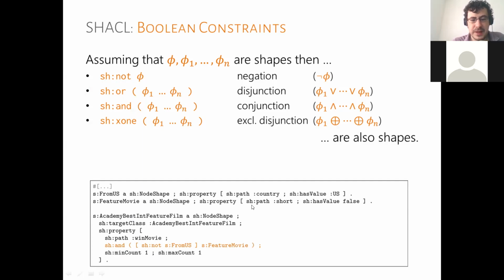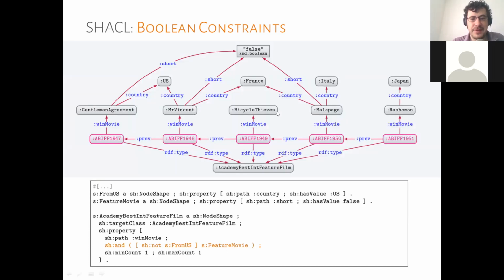Where a feature movie has the value false for short, and where not from the US means that the shape from the US says that the country property must have the value US, okay? So if we have this graph here and we see that we have this award here, which all of these awards are targeted because they're all Academy Best International Feature Films. Then we need to check that each of the movies that it has won is not from the US and it's false for short. So it's a feature length movie.